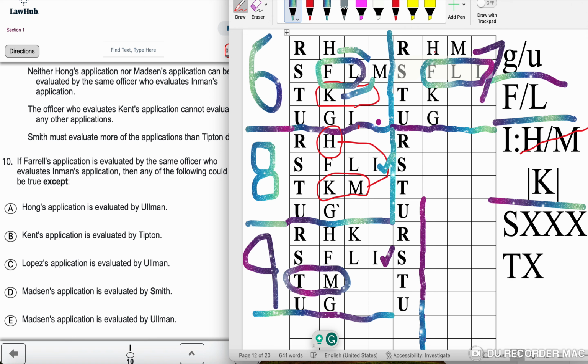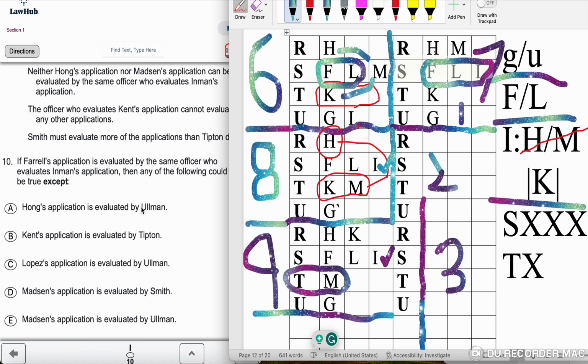Check. Okay, so we're going to use worlds 1, 2, and 3. Okay, so for this, we're going to say application valued by the same officer as I, then any one of the following could be true except.